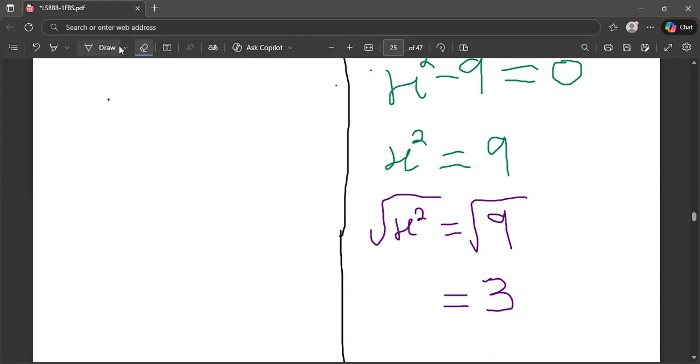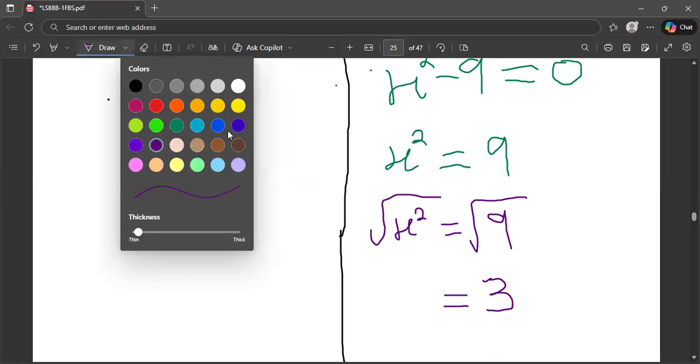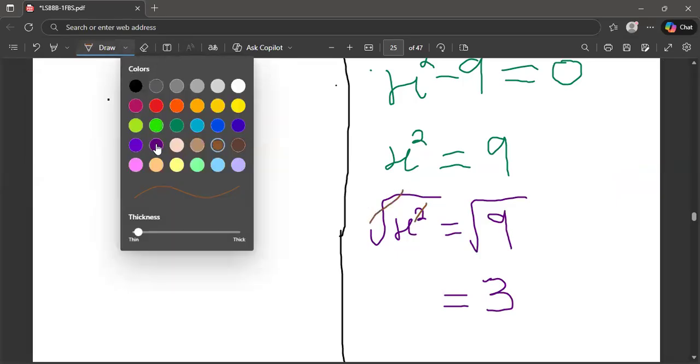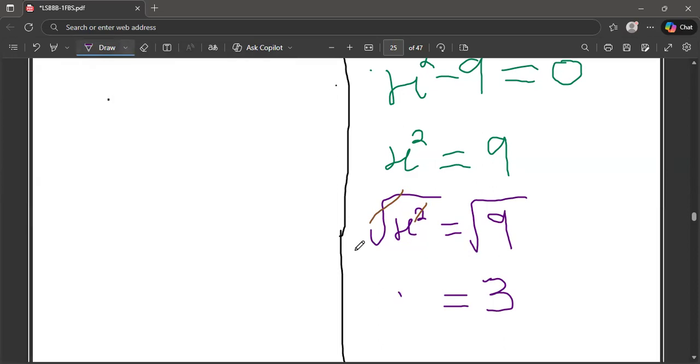So the 2 will cancel the 2. When you see something like this, at the end of the day, you have to let these two cancel the root. So what are you going to get? You're going to be left with just x. Because I took the root of x, I have to take the root of 9 too.